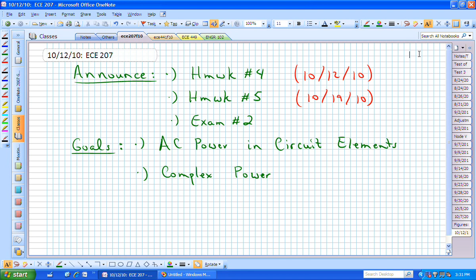Today, your homework number 4 is finally due. Homework number 5, which is on AC circuit analysis, is due a week from today on the 19th. And we are having a runoff election to determine exactly when exam number 2 will be held. So please take that opportunity to turn in and accumulate some class participation points with your vote.